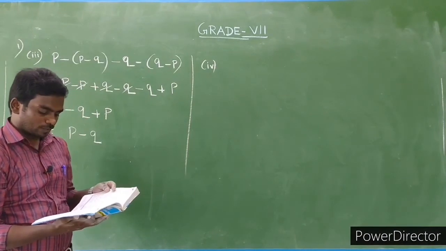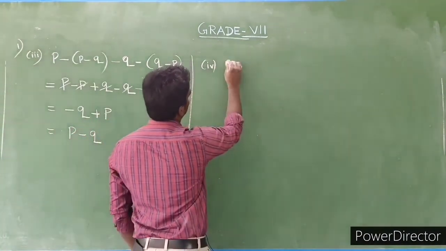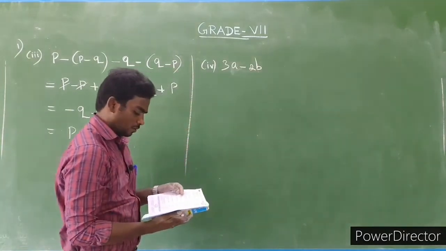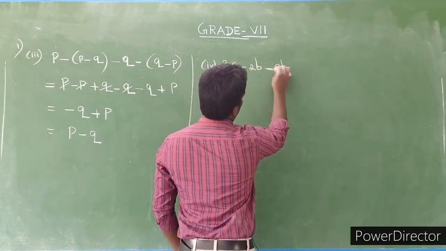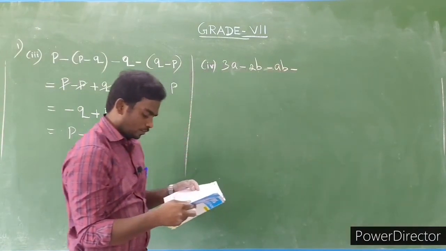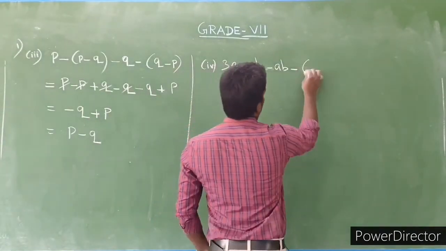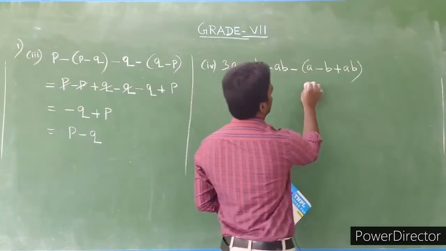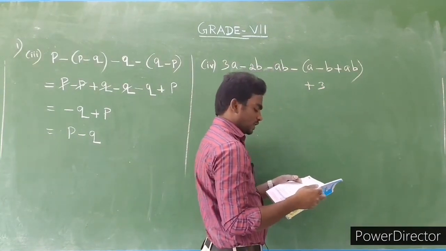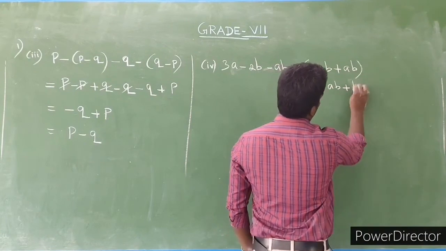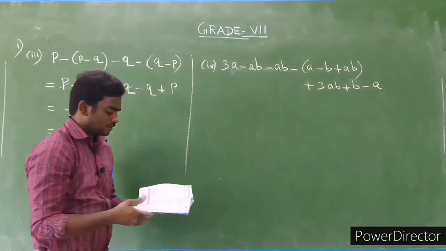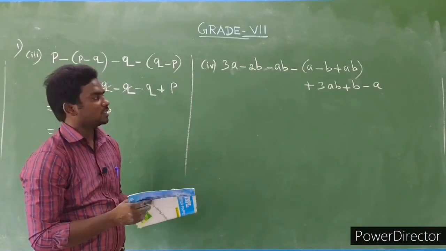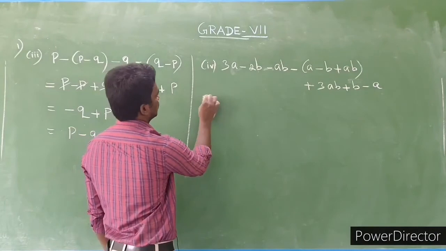Next, what is the fourth one? 3a minus 2b minus ab minus of a minus b plus ab, plus 3ab plus b minus a. So the question is 3a minus 2b minus ab minus of a minus b plus ab plus 3ab plus b minus a. So we want to write it in simplified form. How to simplify?